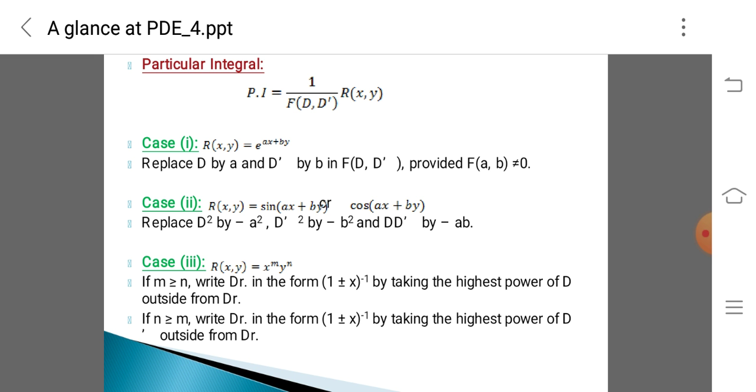Okay. So here we have two cases. If the value of m is greater than or equal to n, then write the denominator of the particular integral in the form 1 plus x power minus 1, by taking the highest power of d outside from the denominator. If the value of n is greater than or equal to m, we have to write the denominator in the form 1 plus x power minus 1 or 1 minus x power minus 1 by taking the highest power of d dash outside from the denominator.